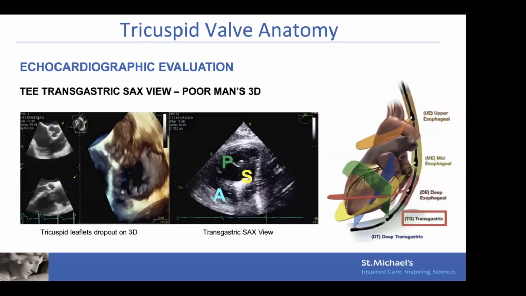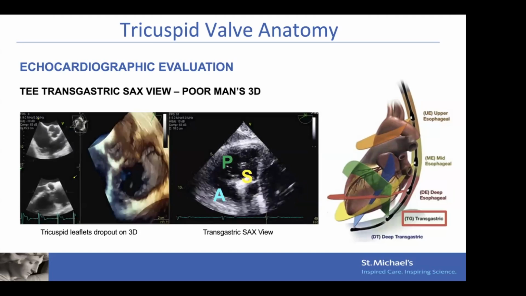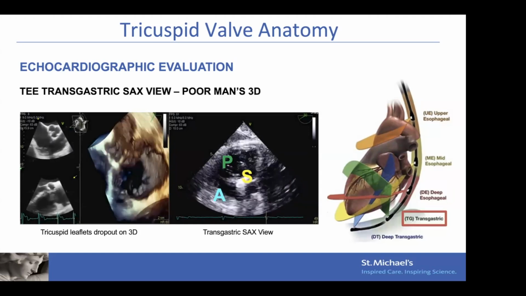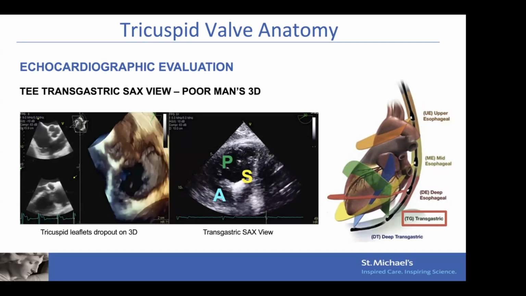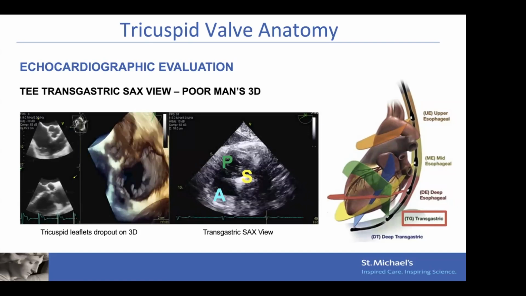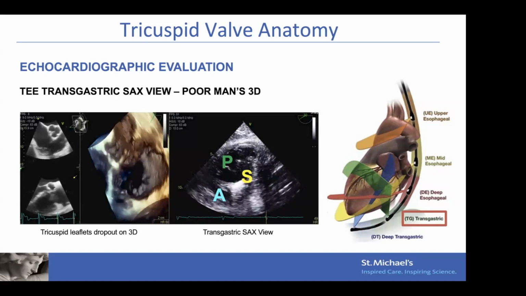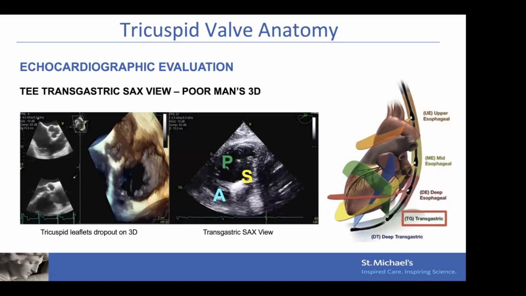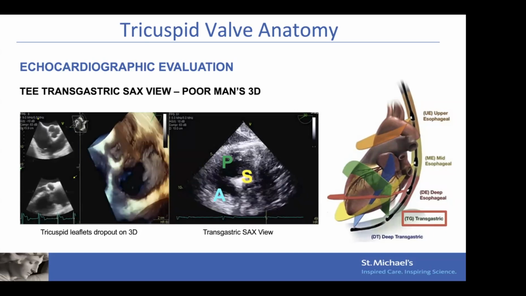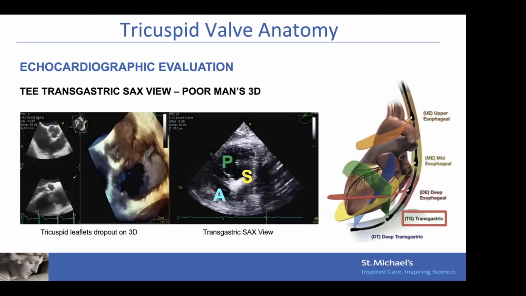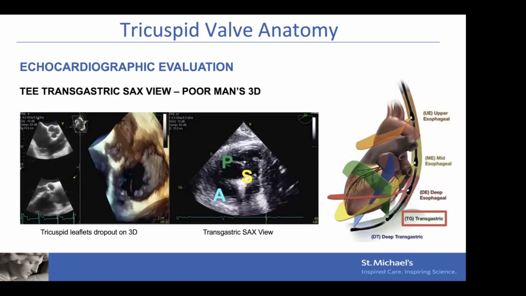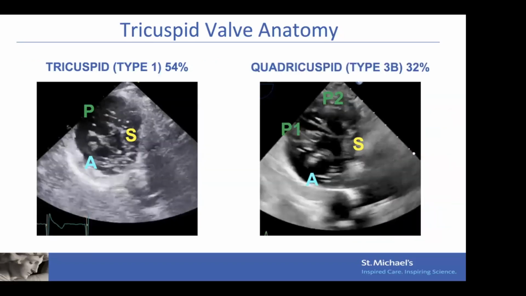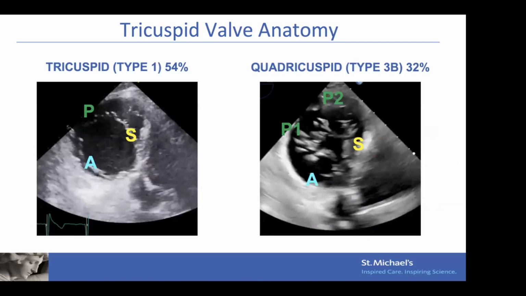The final important TEE view is the transgastric short axis view, which gives you a really great overview of the tricuspid valve morphology, and you can also call it a poor man's 3D, because it will give you a view similar to an en face view of a 3D, and this can be particularly useful when 3D itself is of insufficient quality due to leaflet dropout or attenuation.